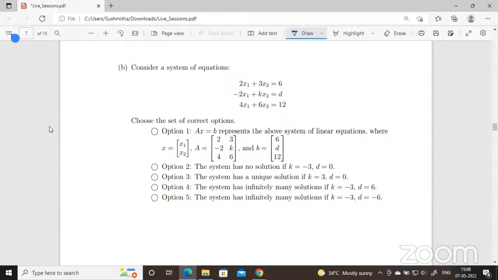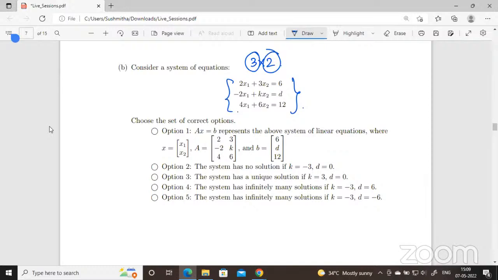So we have a system of equations. We are trying to solve this system for different values of k. There is a k in general. How many equations do we have here? 3 equations. How many variables? 2 variables. So what will the order of the coefficient matrix be? 3 cross 2, number of equations cross number of variables.